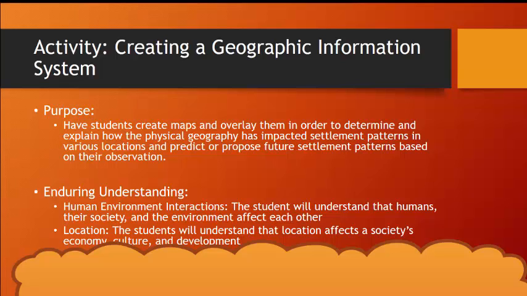For this module, we will be looking at creating a geographic information system. The purpose of this activity is to have students create maps and overlay them in order to determine and explain how the physical geography has impacted settlement patterns in various locations and predict or propose future settlement patterns based on their observation. The enduring understandings that we will touch on include human-environment interaction, where the student will understand that humans, their societies, and the environment affect each other, and location, where the student will understand that location affects a society's economy, culture, and development.